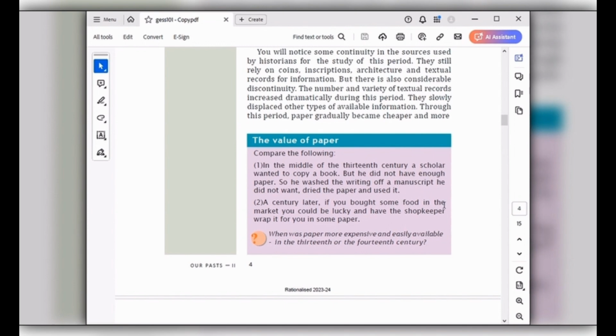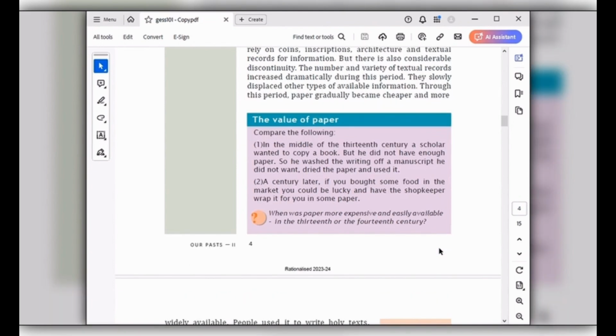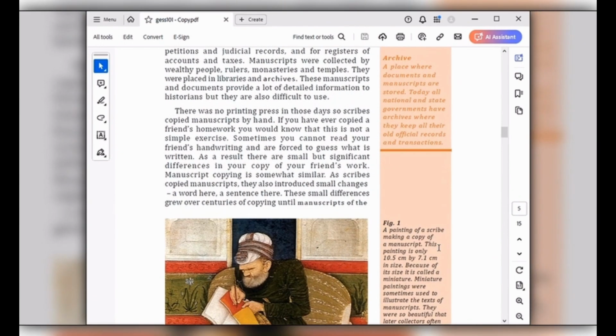Number 2. A century later, if you bought some food in the market, you could be lucky and have the shopkeeper wrap it for you in some paper. Now the question: when was paper more expensive and less easily available, in the 13th or the 14th century? The answer is that paper was more expensive in the 13th century, as we read earlier, because it was not easily available. But in the 14th century, paper was easily available and thus cheaper as compared to the 13th century. Now let's proceed to our next paragraph on page number 5.